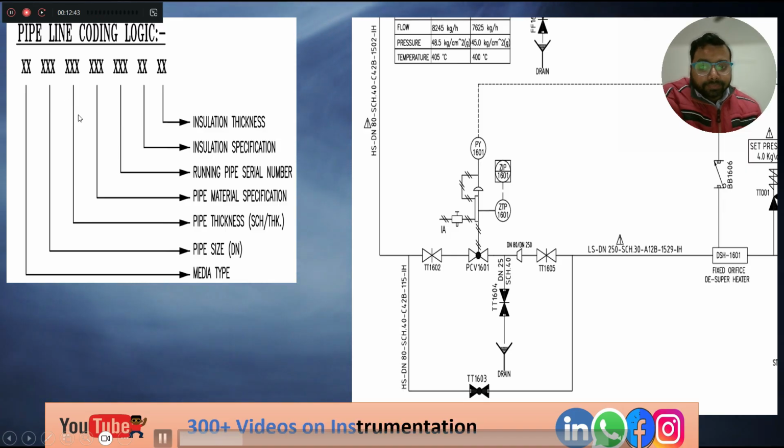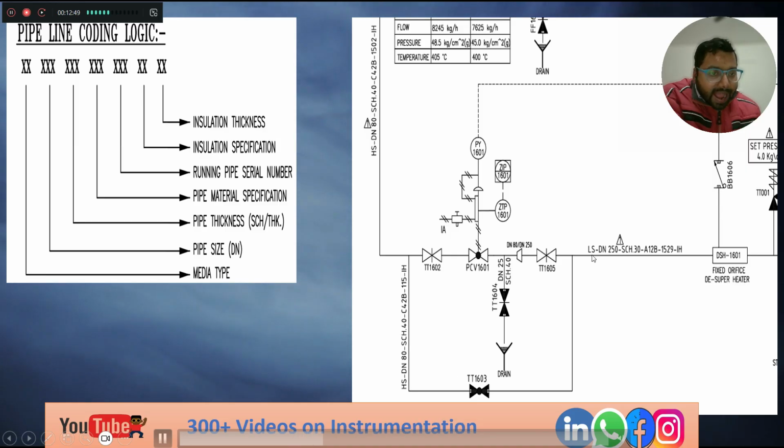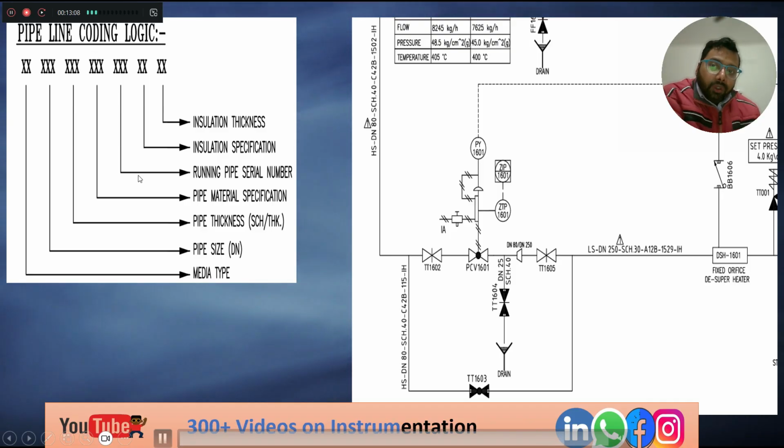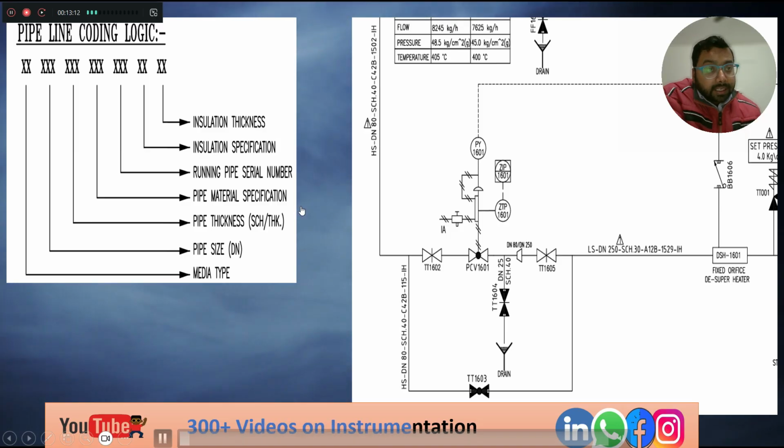So basically it is a standard. The first two letters represent the media type. HS means high pressure steam, LS means low pressure steam. The next group of letters represents the pipe size. Yes, DN80, DN250, that is the pipe size. The third group of letters represents the pipe thickness, schedule 40, schedule 30. And the fourth group of letters represents the pipe material specification, what kind of material is used in that pipeline.